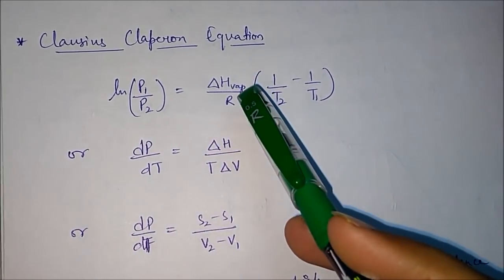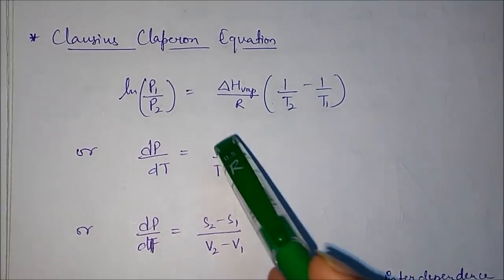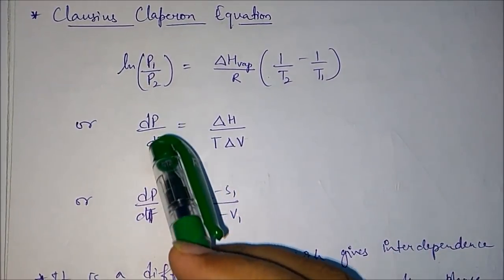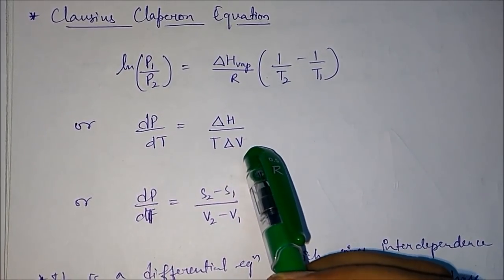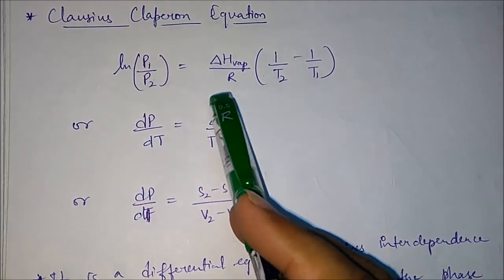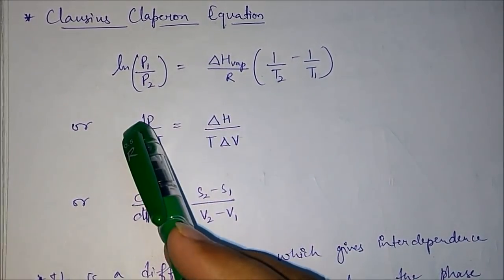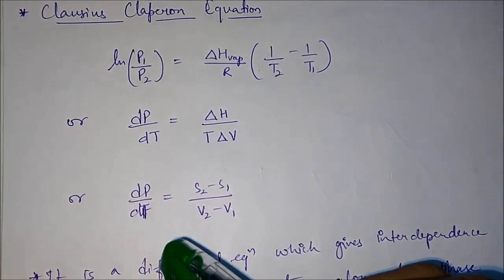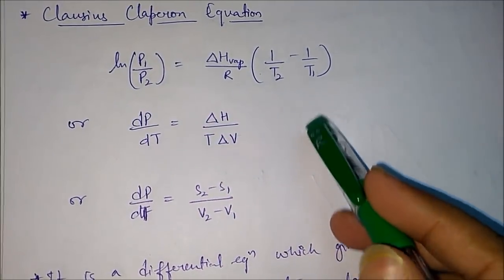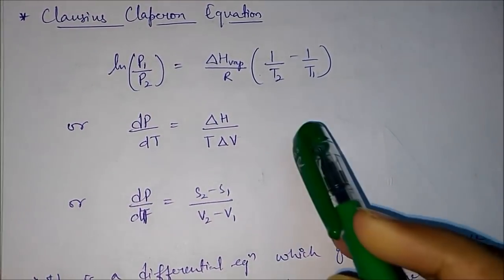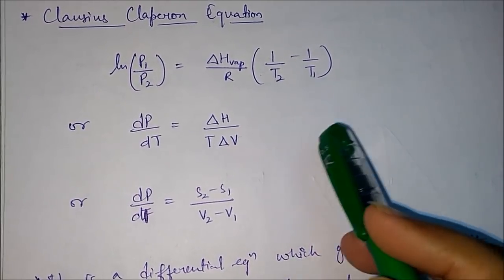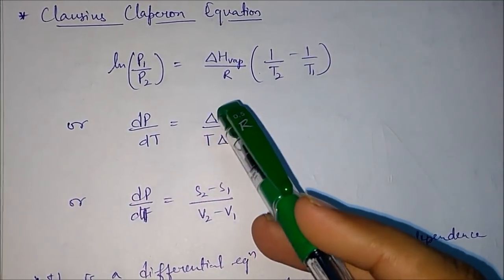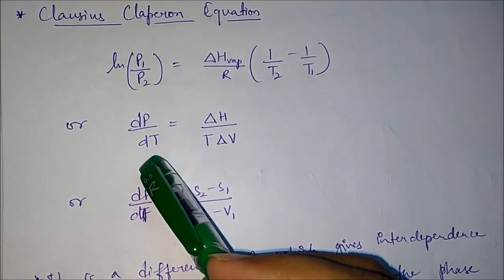But when we are talking about phase equilibria, this equation comes into play: dP by dT equals delta H by T delta V, where delta V is the change in volume, delta H is the change in enthalpy, dP is the change in pressure, and dT is the change in temperature. In the phase diagram, on the x-axis you have temperature and on the y-axis you have pressure. So the graph is always between pressure and temperature, and dP by dT is nothing but the slope of the graph.